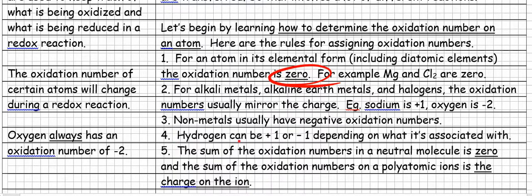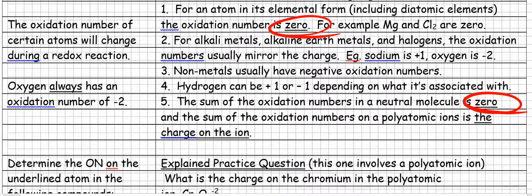Number 4, hydrogen can be either +1 or -1, depending on what it's associated with. And finally, the sum of the oxidation numbers in a neutral molecule is 0. And the sum of the oxidation numbers on a polyatomic ion is the charge on the ion, right? So if I have, for example, OH minus, the total charge is -1. So oxygen would be -2 plus hydrogen would be +1, -2 plus 1 is -1. That's the same as the oxidation number for the entire polyatomic ion.